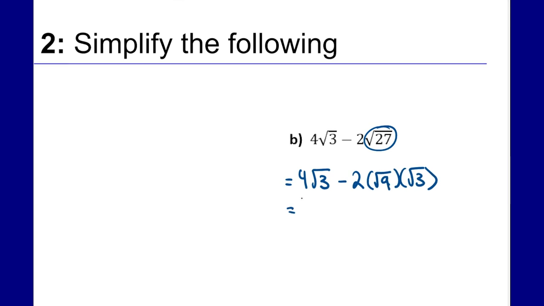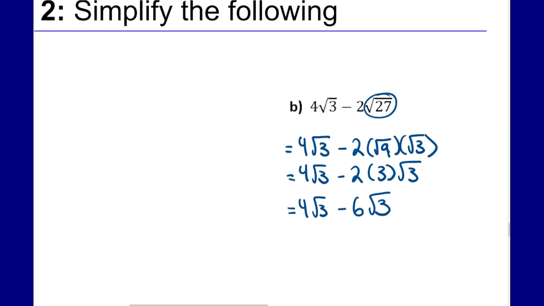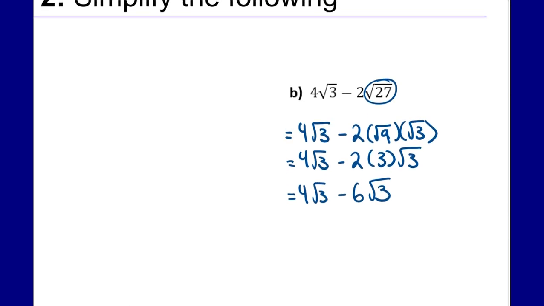I can simplify that further. Again, the first one I can't change. 2 times root 9 is 3. Root 3 does not change. 2 times 3 is 6, so it's going to be minus 6 root 3. Now I can combine them because they have like radicals. So 4 minus 6 is negative 2, and the root 3 does not change. So this all simplifies down to negative 2 root 3.